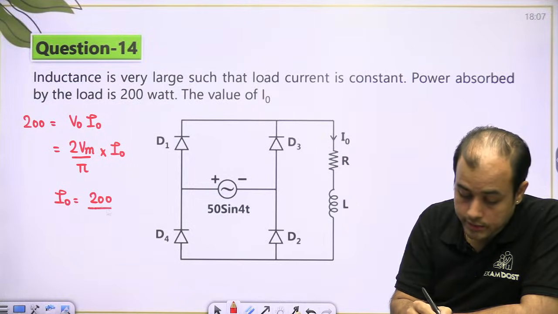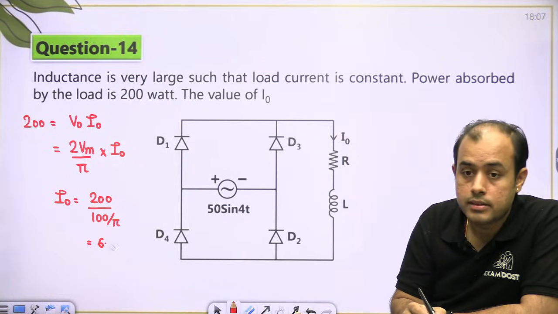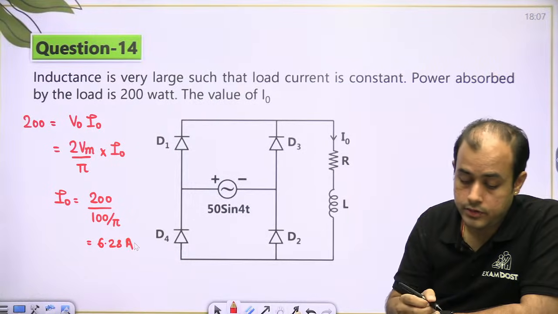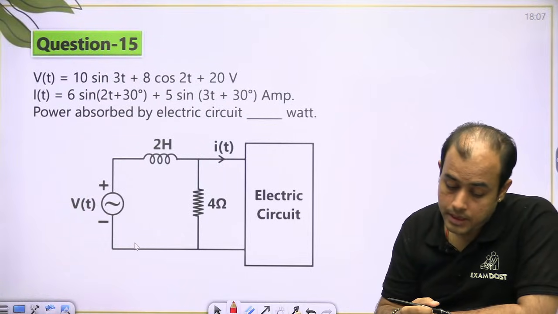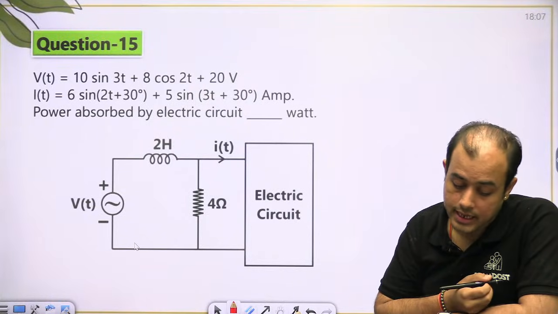Two hundred divided by 100 upon pi, 6.28. It will be 2 pi. Power absorbed by the electric circuit. Vt is given, It is given.